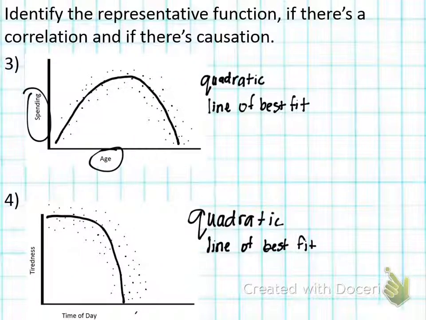Continuing, let's go back to number 3. Is there a correlation between age and how much you spend? I would say no, because it's not directly related. Like, the higher the age, the more you spend? Yes or no? At first, yes, but later, no. Okay? So I don't think it is directly correlated. So we're going to say no correlation. There is no causation, right?